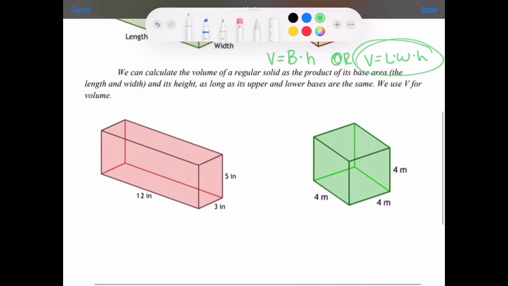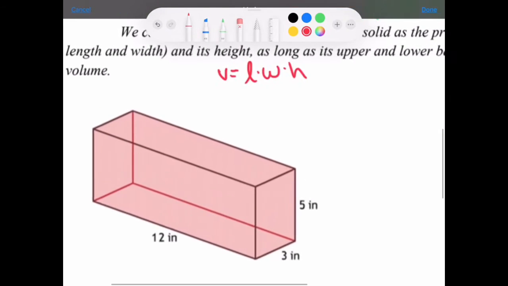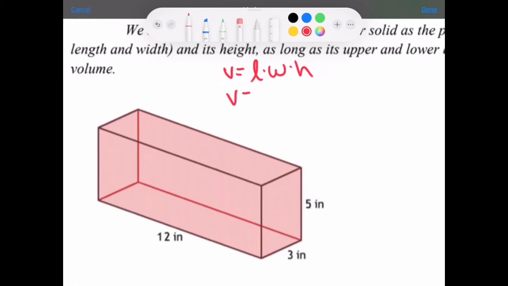Okay, so let's calculate this first red prism here. Okay, volume equals length times width times height. So volume equals 12 times 5 times 3. We get 180 inches cubed. Remember, to the power of 3, because we're in volume now, okay?